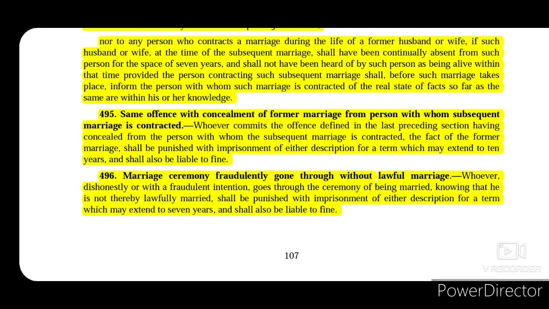And section 496 talks about marriage ceremony fraudulently gone through without lawful marriage. So this section punishes a person who dishonestly or fraudulently goes through a marriage ceremony with a man or woman, but there is no actual lawful marriage between them. Then he will be punished with imprisonment for a term which may extend to 7 years and shall also be liable to fine.